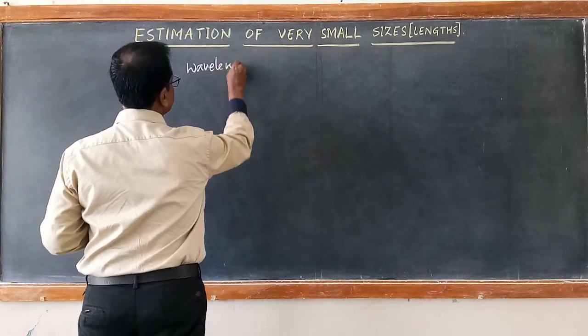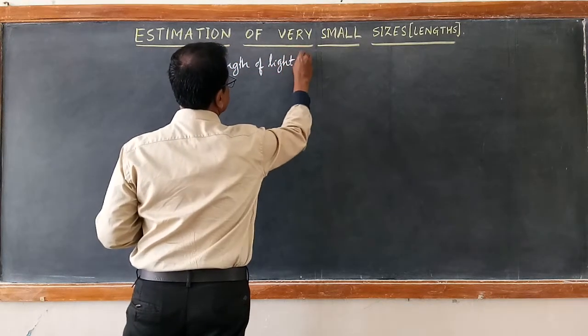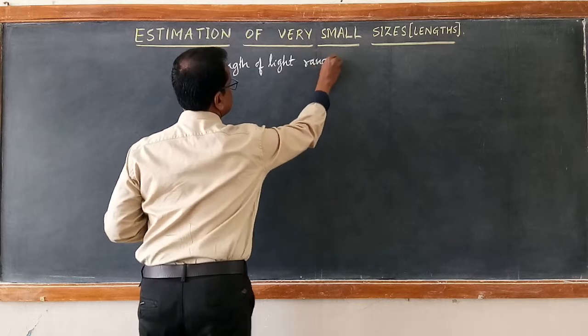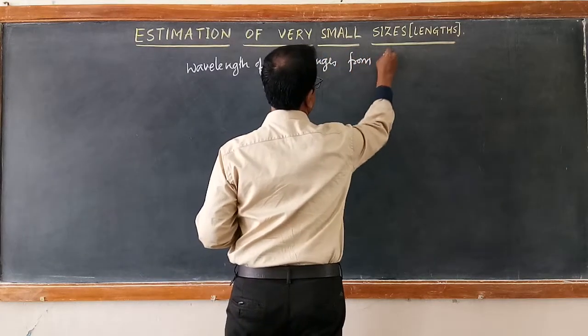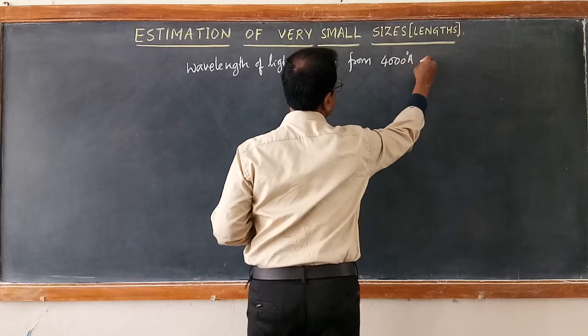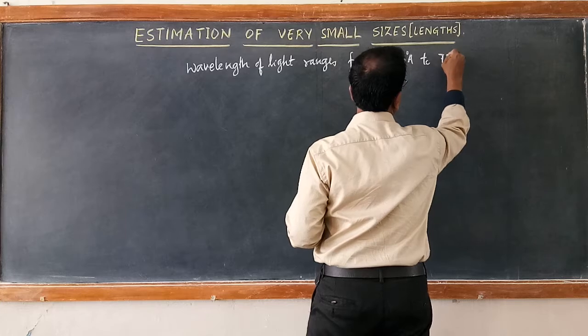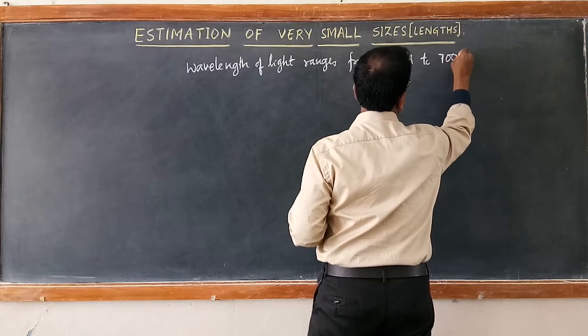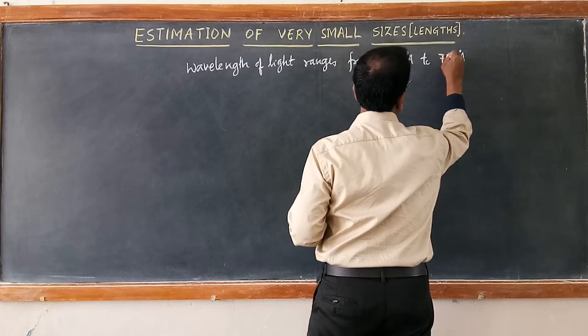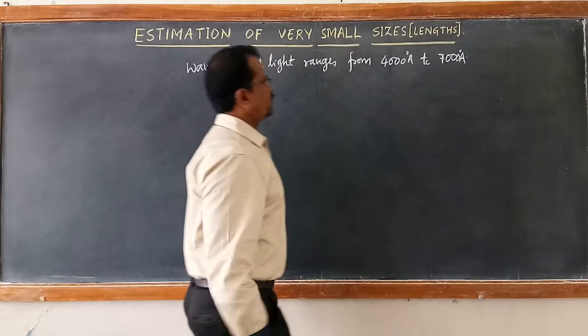Wavelength of light ranges from 4000 angstrom to 7000 angstrom. What is 1 angstrom?